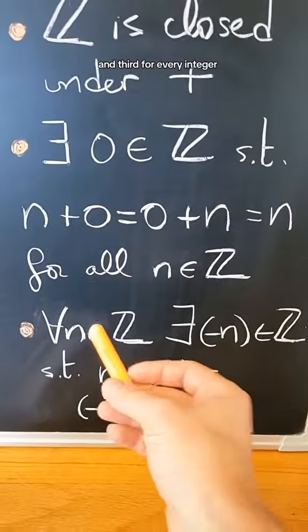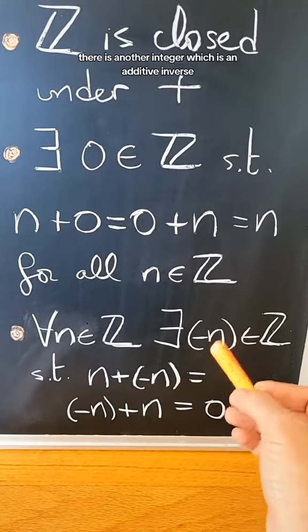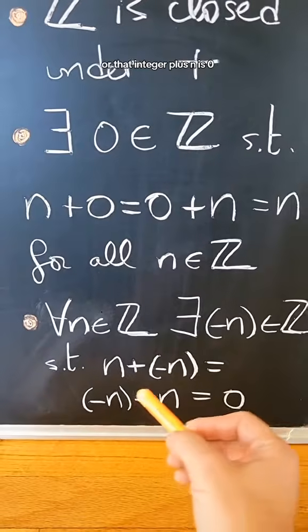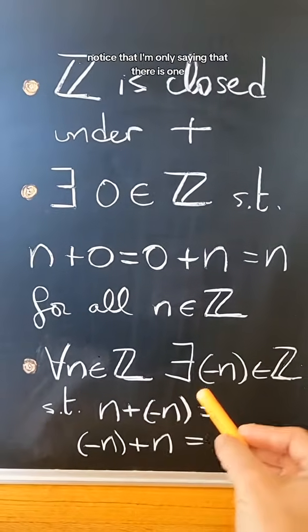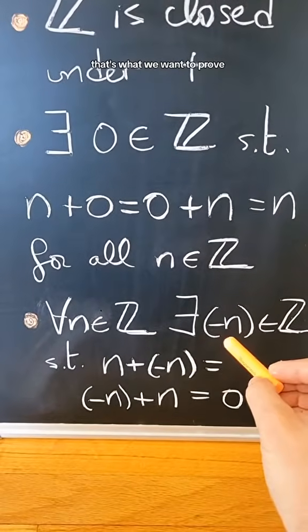And third, for every integer, there is another integer, which is an additive inverse. So n plus that integer, or that integer plus n, is zero. Notice that I'm only saying that there is one, but not that it's unique. That's what we want to prove.